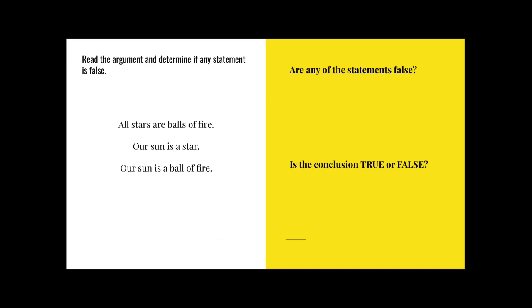All right, we have an example here of an argument, and we're going to determine if any of the statements are false. All stars are balls of fire. Our sun is a star. Therefore, our sun is a ball of fire. Are any of these statements false? No. All three statements are true. So if all three statements are true, the conclusion is true.